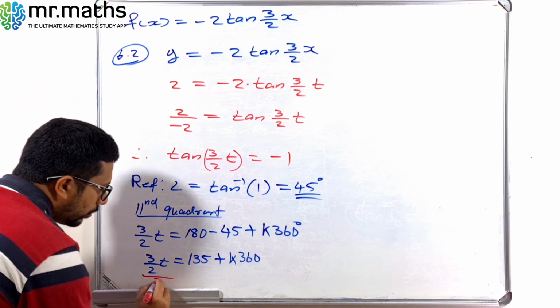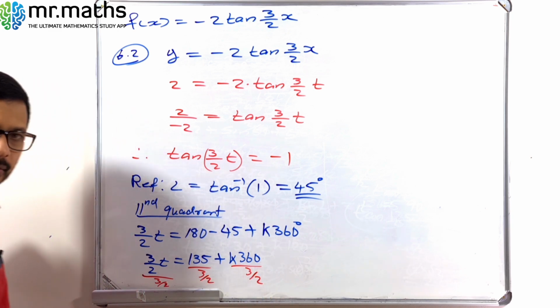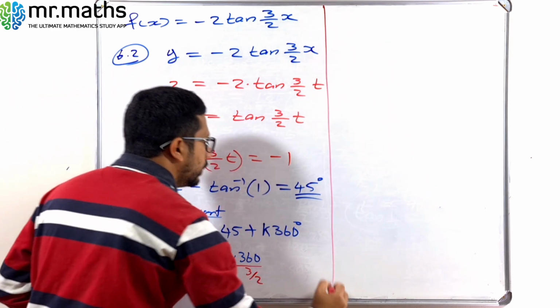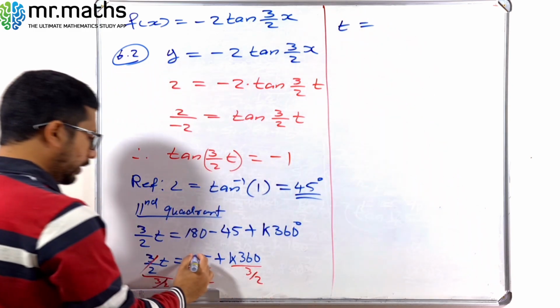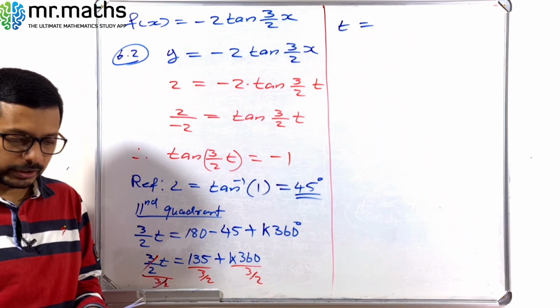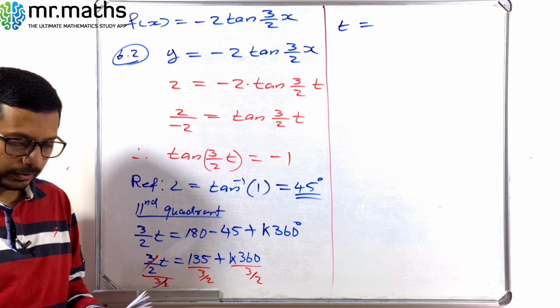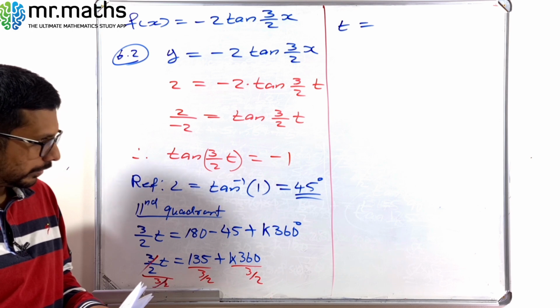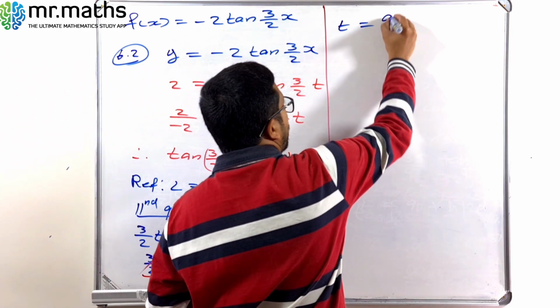Divide both sides by 3 over 2, like that. So this 3 over 2 and 3 over 2 cancel. What is remaining? t. So therefore t is equal to 135 divided by 3 over 2. Check in your calculator. That is 270 divided by 3, yeah, 90. You can check in your calculator.